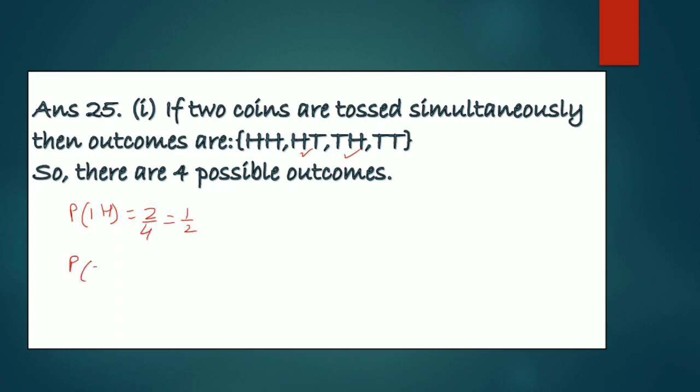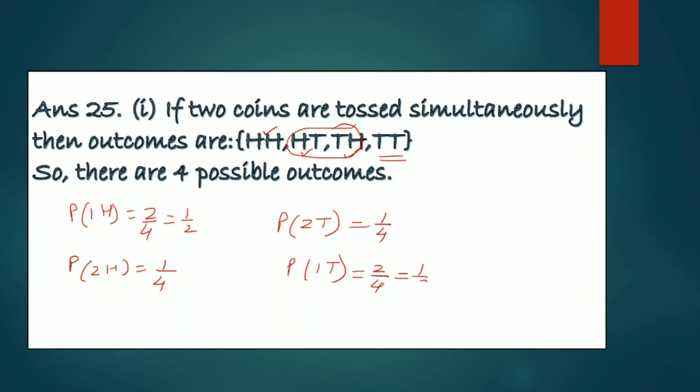Probability of two heads, it is only 1. So that is 1 by 4. Probability of two tails, it is only 1 by 4. And probability of one tail, it has 2 favorable outcomes. So it is 2 by 4 which makes 1 by 2. Now in every case, are we getting 1 by 3? So its answer is, we are not getting 1 by 3. So that statement is wrong.